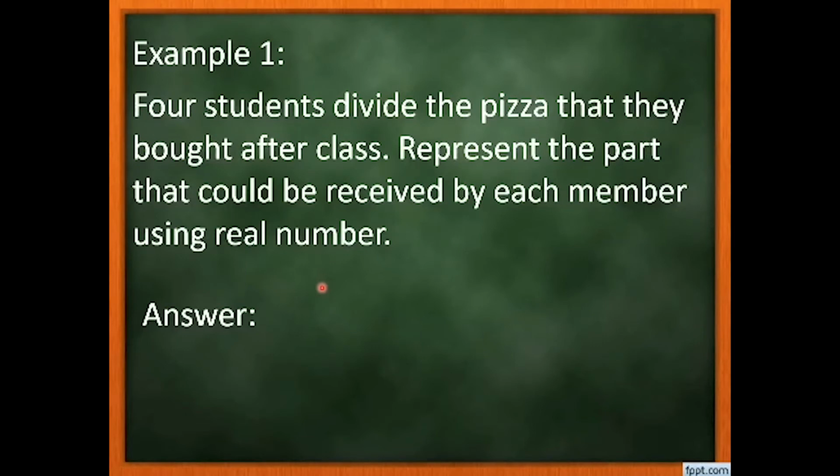So, the answer is 1/4. Correct. So, let's start with the denominator. 4 would represent the 4 students. Kasi diba, 4 silang maghahati. Then, yung 1 would represent the 1 member na tatanggap nung kanyang part doon sa pizza. So, yung isang student ay makakatanggap ng 1/4 nung buong pizza. Okay?